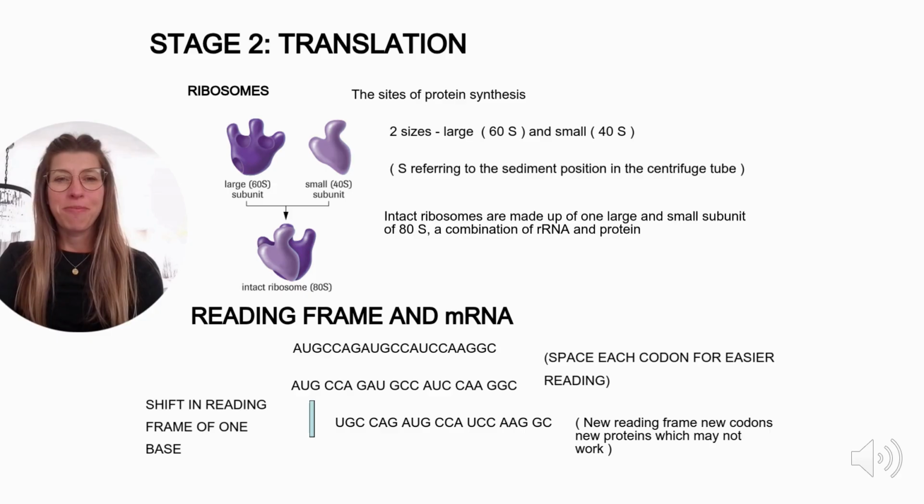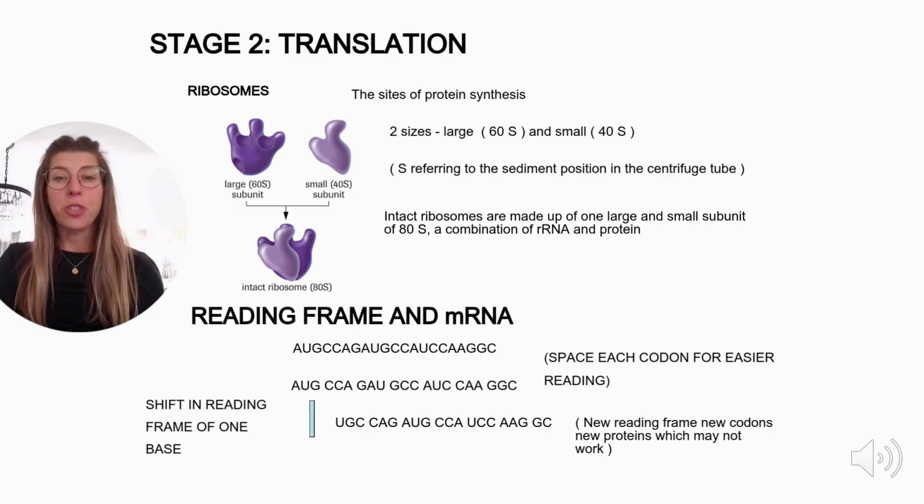Ribosomes. Let's just look a little closer at the structure of ribosomes. These are the sites of protein synthesis, which is why it's really important we talk about them today. When we're talking about translation, we're going to be synthesizing these proteins now. So ribosomes have two different sizes.